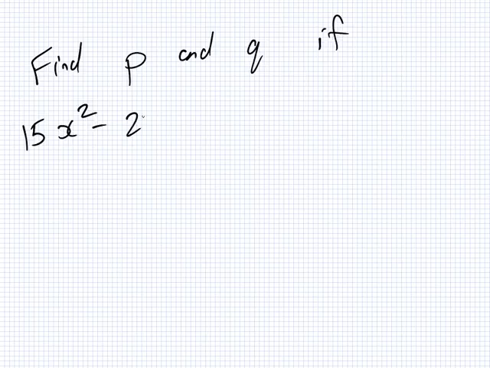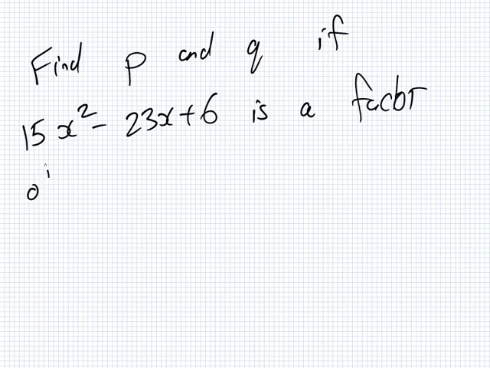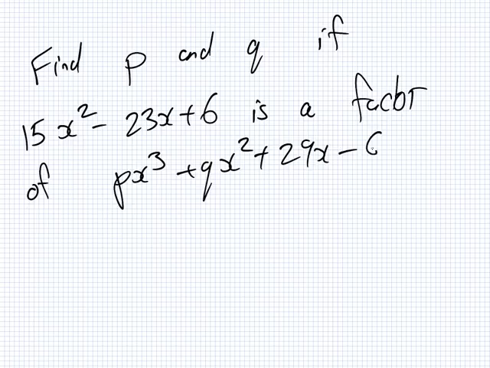Find P and Q if 15x squared minus 23x plus 6 is a factor of px cubed plus qx squared plus 29x plus 6. Now you might want to work together on this one. It's a tricky one because it's not clear here what to do. I'll give you a couple of minutes, see what you can come up with. So I'm looking for P and Q here.